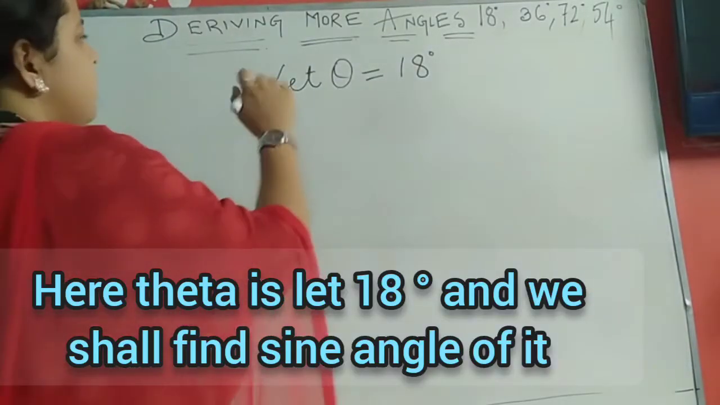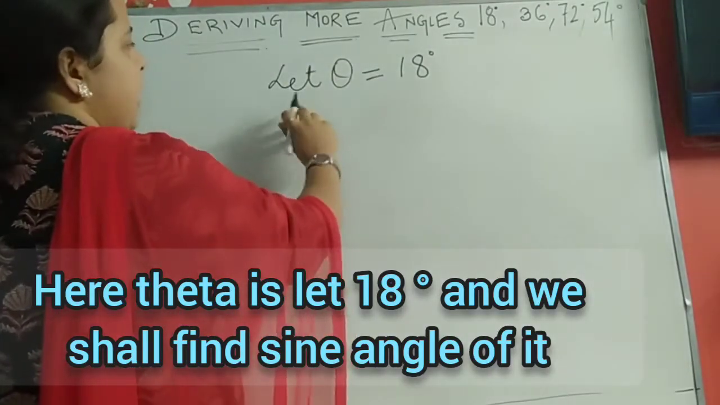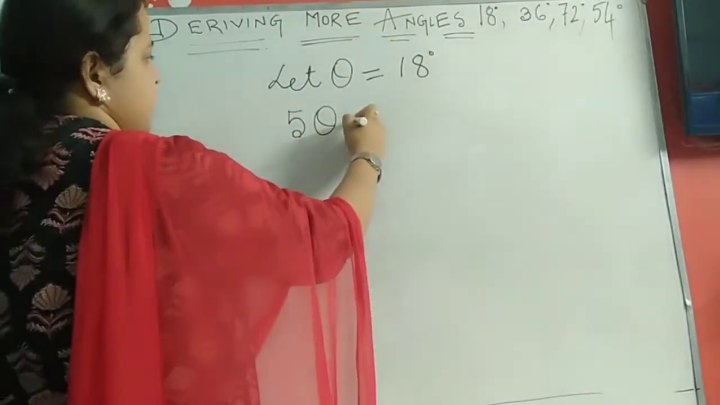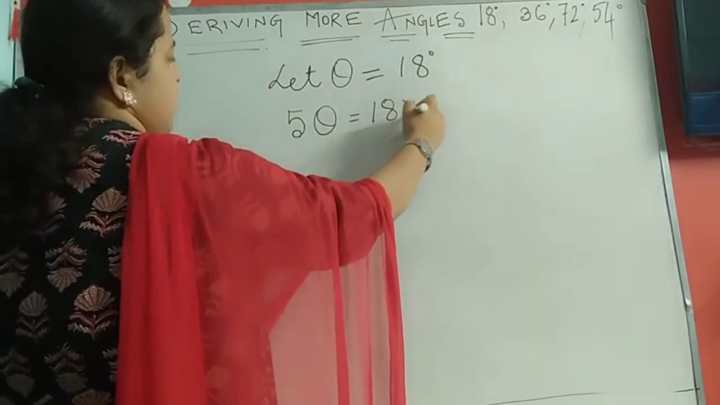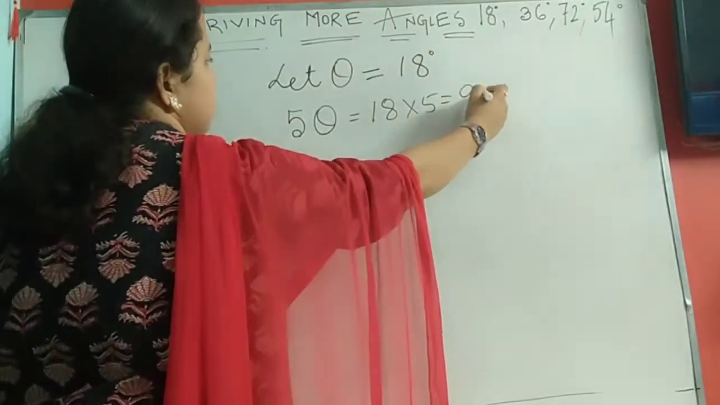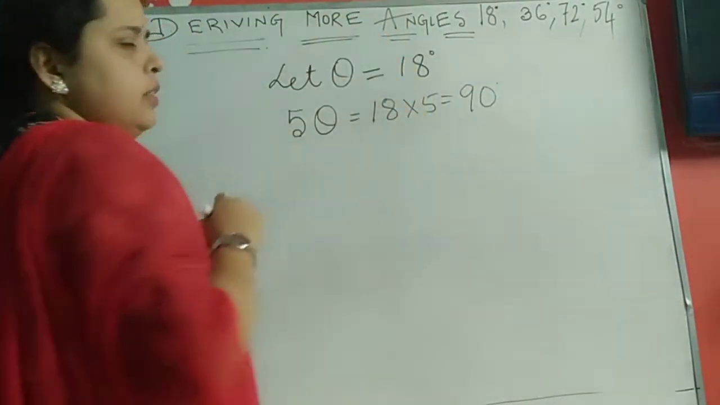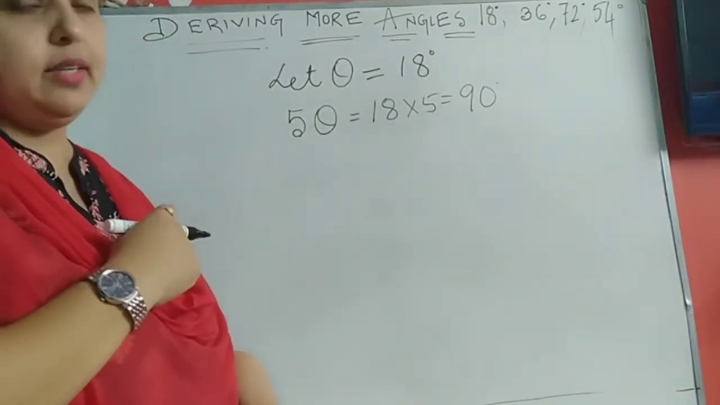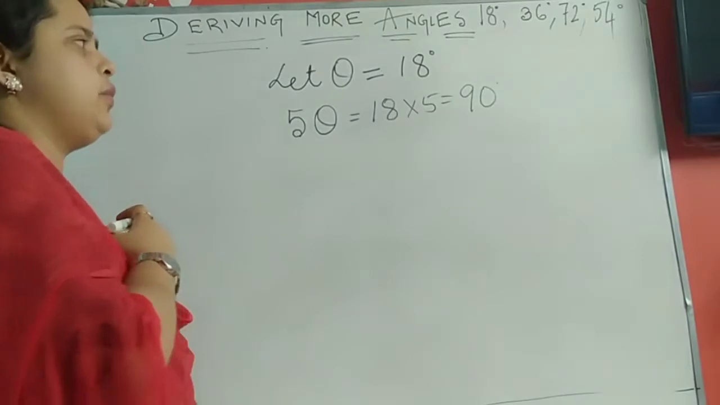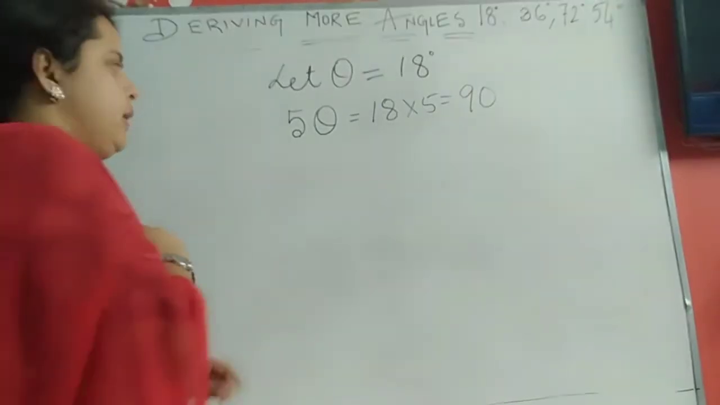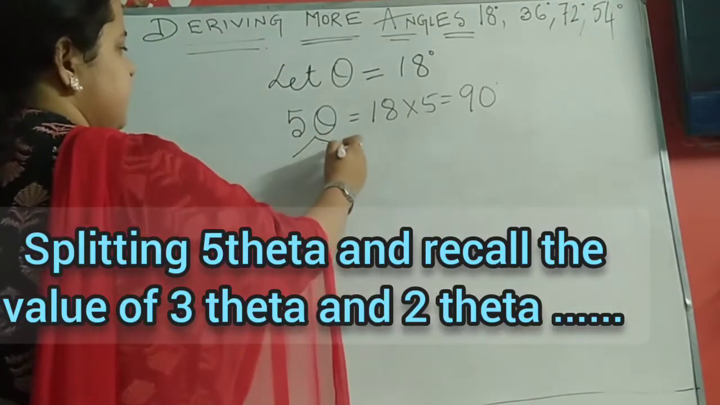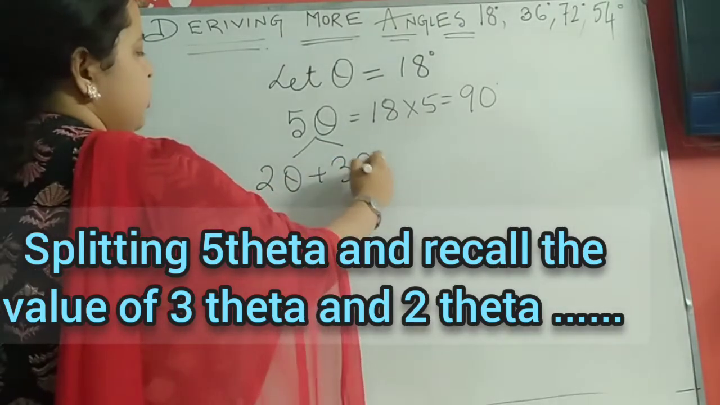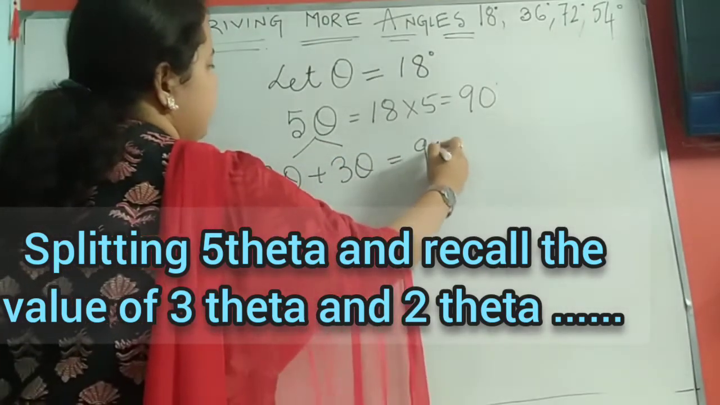Now, let us multiply both the sides with 5. So you are going to get here 90 degree. The aim was to obtain a 90 on the RHS. So that's why I multiplied it with 5. Okay. Now please split it into 2 theta and 3 theta.